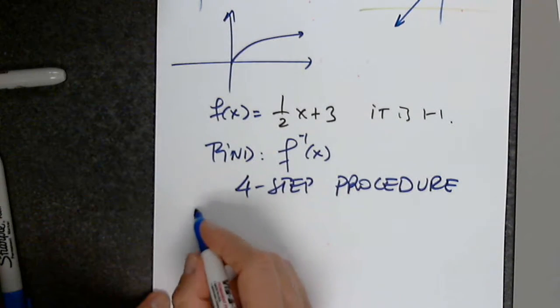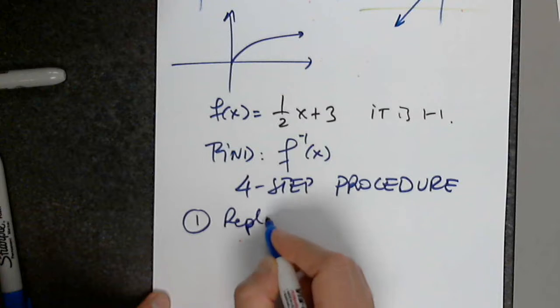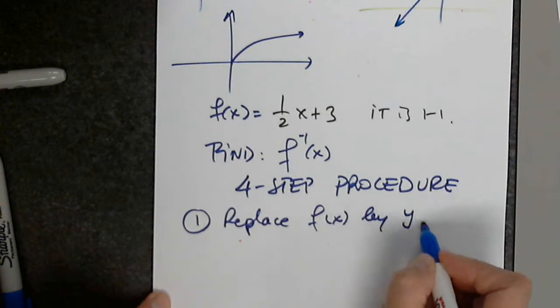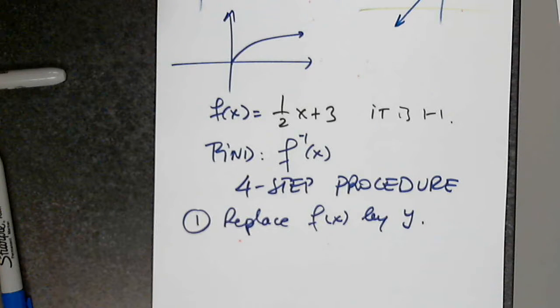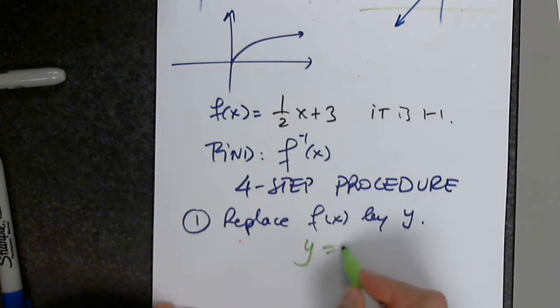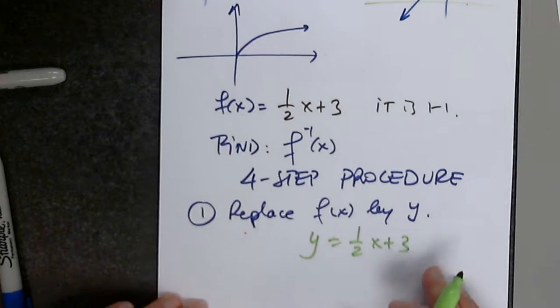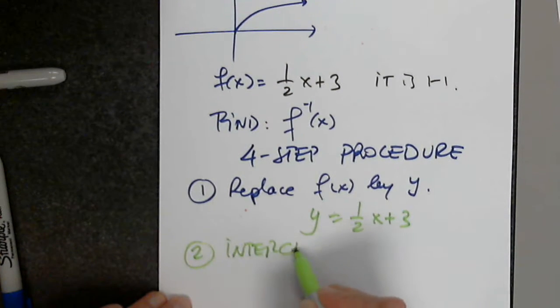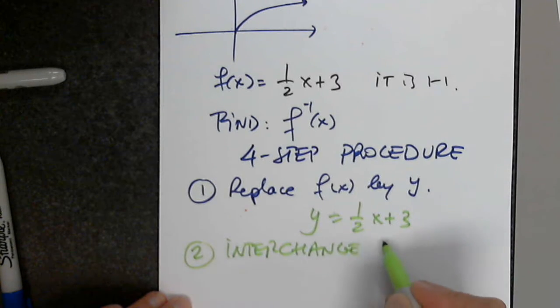Okay, step 1. Replace f of x by y. Wait a minute, y. Am I allowed to? Are they the same? Of course, they are the same. So then I'll say y equals 1/2 x plus 3. Step 2. Interchange x with y.